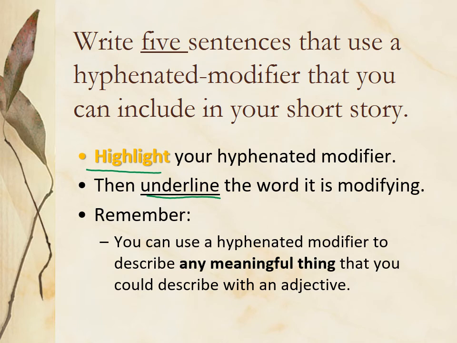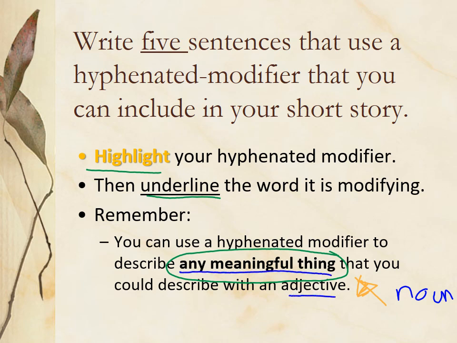Remember, you can use a hyphenated modifier to describe any meaningful thing that you could describe with an adjective. Any meaningful thing means we are describing a person, place, or thing. We are describing a noun. That noun could be a color, a way of walking, a pair of shoes, an attitude, a hairdo, the sound of a voice, a friend, a dog, or any other meaningful thing you could use with an adjective.